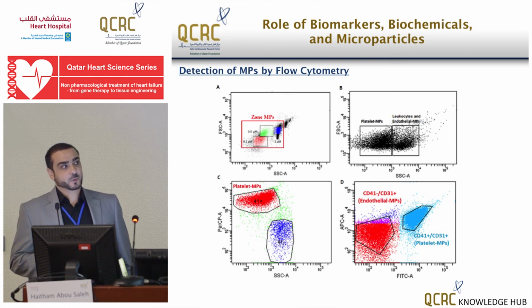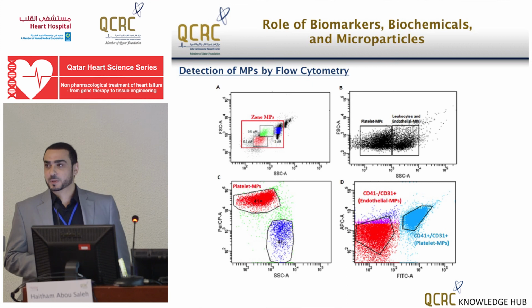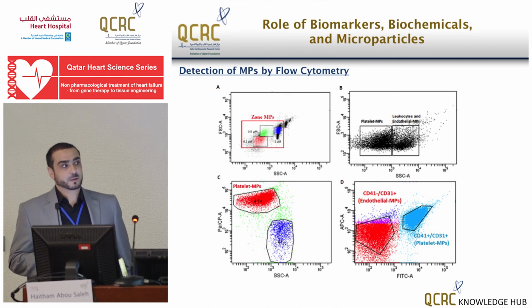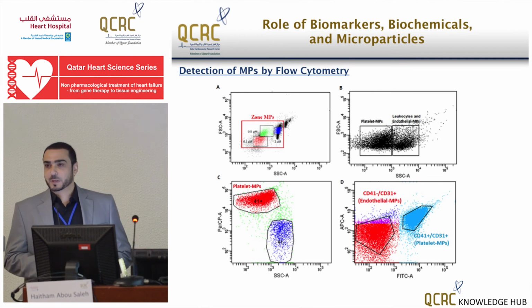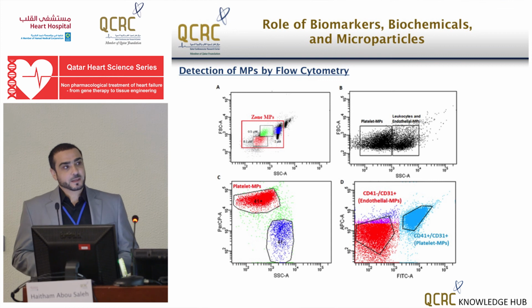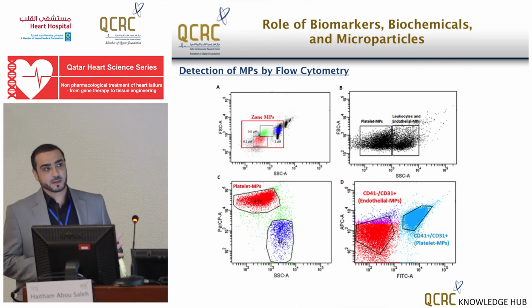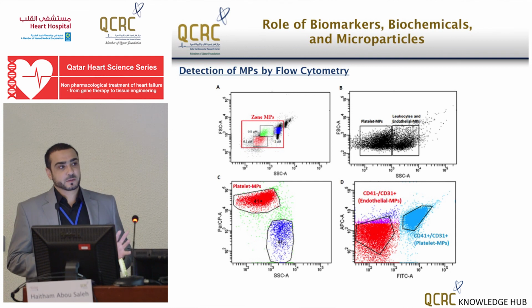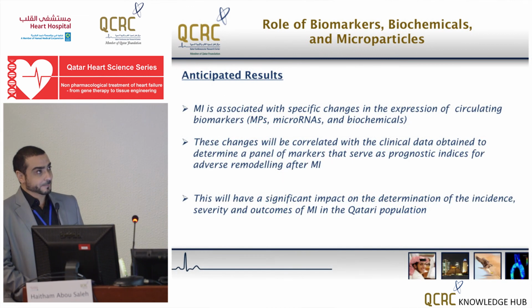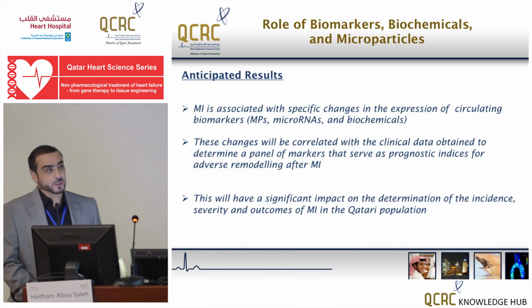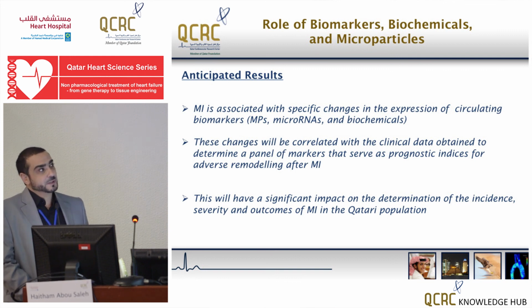For example, here, if you want to detect the platelet microparticles in particular, we can use CD41 antibodies, and then we can make the difference between platelets and other populations of microparticles. And here also, we can identify in one run in the flow cytometer two different populations, endothelial microparticles and platelet microparticles.